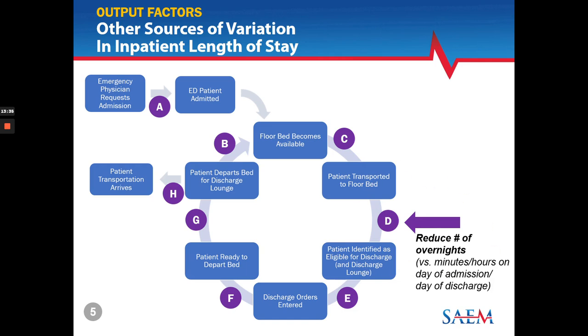Whereas point D is where you might actually be able to reduce the total number of overnights that inpatients spend in the hospital by making sure that they're really making good use of every hour that they're spending in the hospital. So these are interventions related to expediting diagnosis, reducing delays in inpatient imaging or procedures.